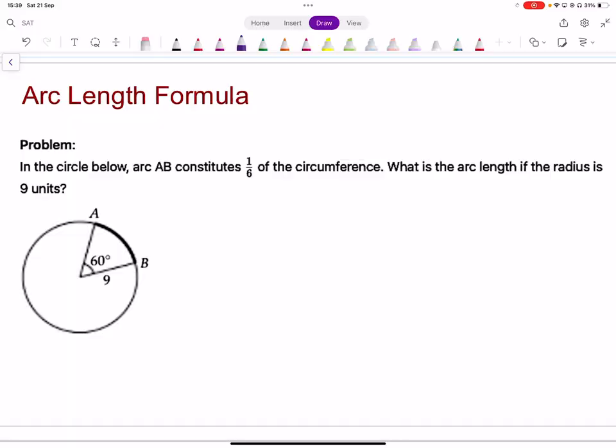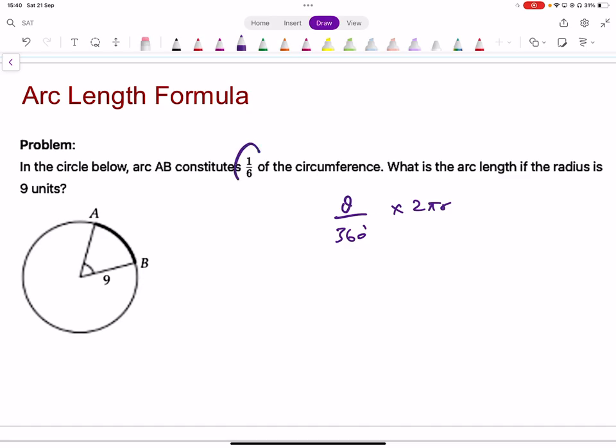Now, let's say you've got this circle, and you're given that arc AB constitutes 1/6 of the circumference. What's the arc length if the radius is 9 units? So we need to find arc length. What's the arc length formula? Theta over 360 into 2 pi r. What's theta? We don't know that.